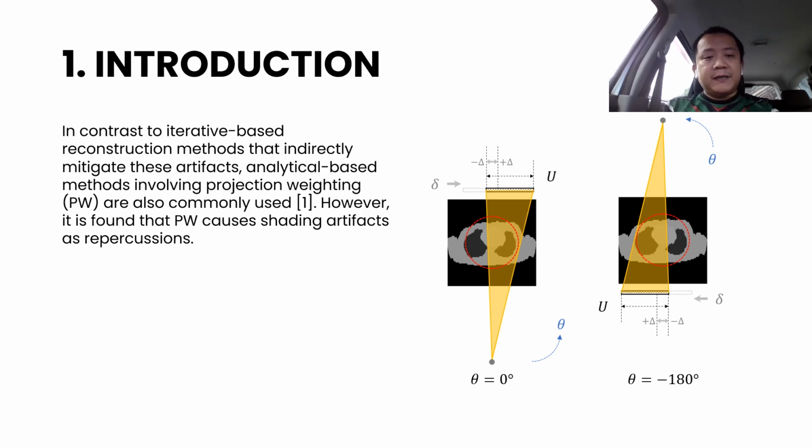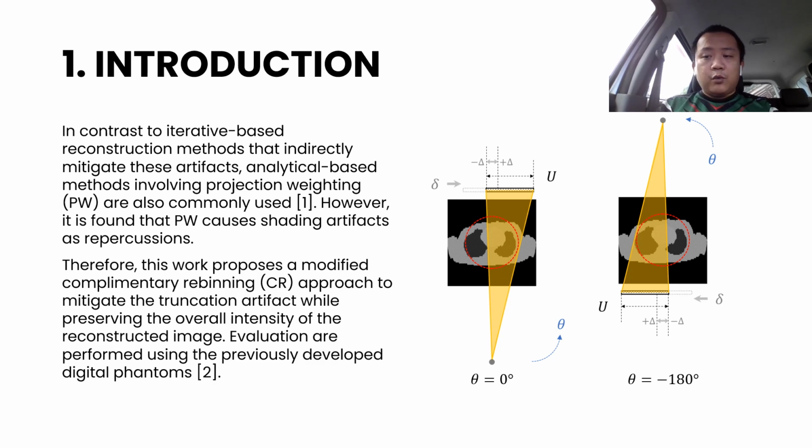Various methods have been developed to mitigate the ring artifacts that are due to the truncated projections. Intuitively, one could adopt the standard iterative-based methods that would indirectly improve the image overall, though at the expense of being more time-consuming. Analytical-based methods, on the other hand, have also been developed. This includes the projection weighting method. However, studies have found that the projection weighting method causes unwanted shading artifacts as repercussions.